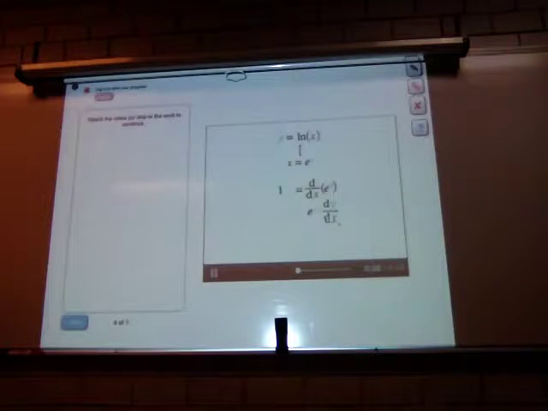So from implicit differentiation of this equation, you found that 1 equals e to the y times dy dx. dy dx is the derivative of y. And we said y is the same thing as the natural log of x. So try using this equation to find dy dx, which is the same thing as the derivative of the natural log.